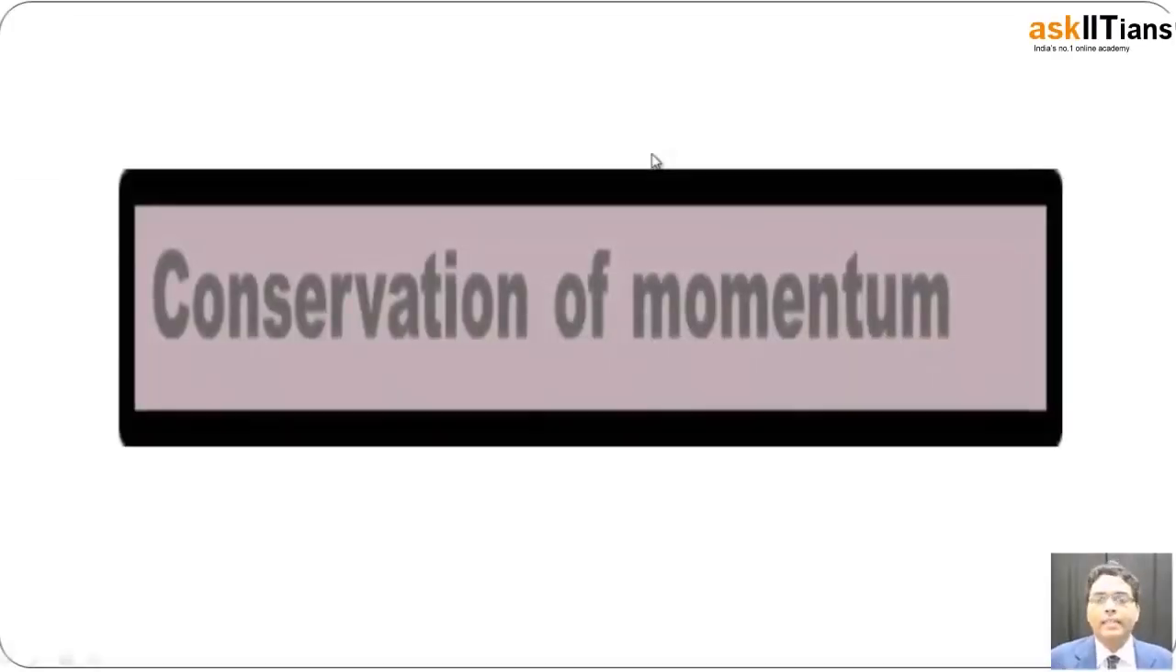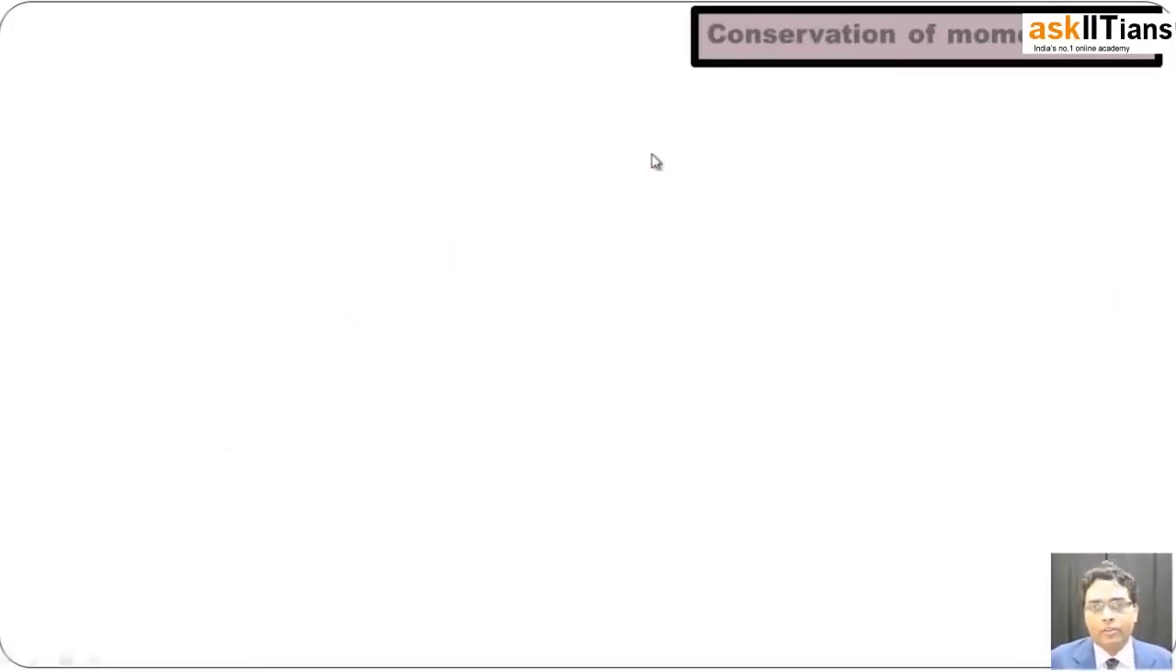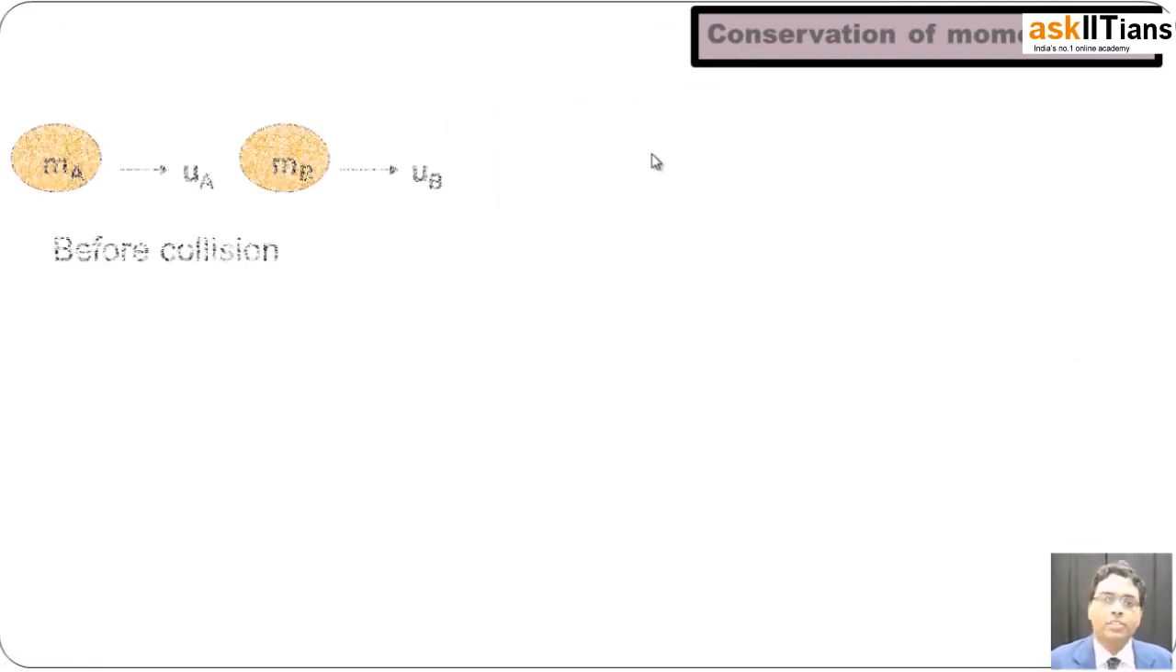There are going to be two different cases: one is known as an elastic collision, the other is known as an inelastic collision. So let's try to understand more about this in this particular topic, conservation of momentum. So what does conservation of momentum basically stand for? Momentum, as we discussed, is basically the product of mass and velocity.